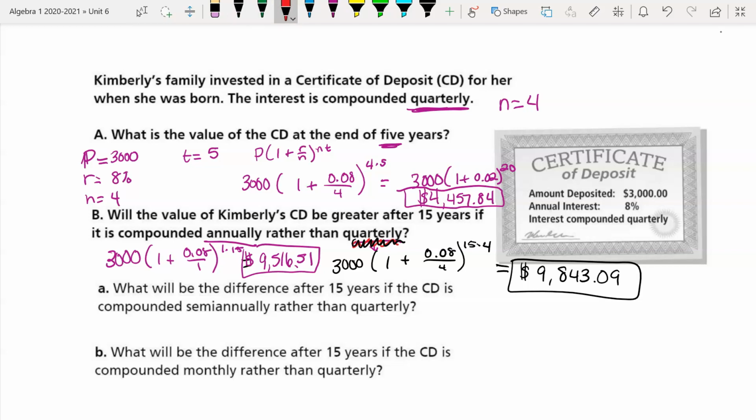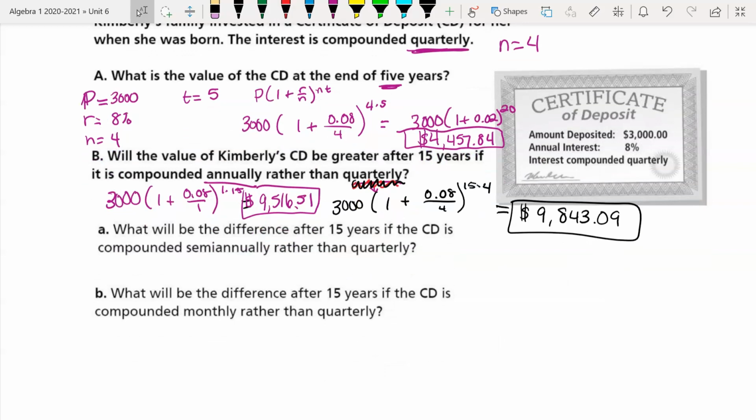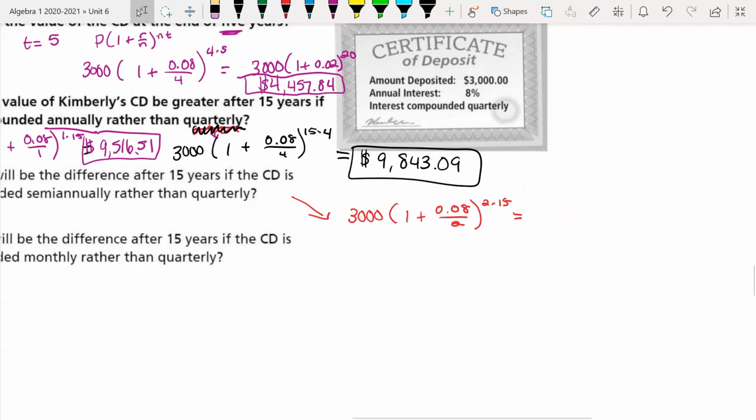Okay? And then lastly, it says, what will be the difference after 15 years if the CD is compounded semi-annually rather than quarterly? So we're going to take that 3,000. Semi-annually means I'm going to take my rate and divide it by 2. So we do 0.08 divided by 2 plus 1, raised to the 30th power, times 3,000.